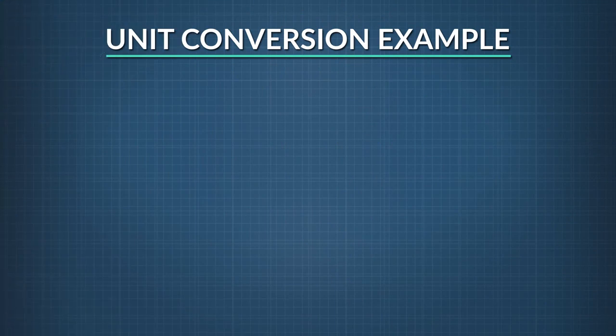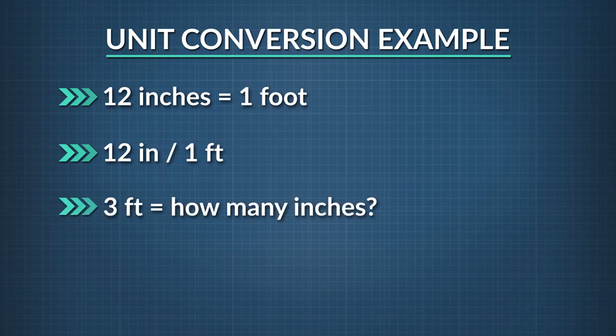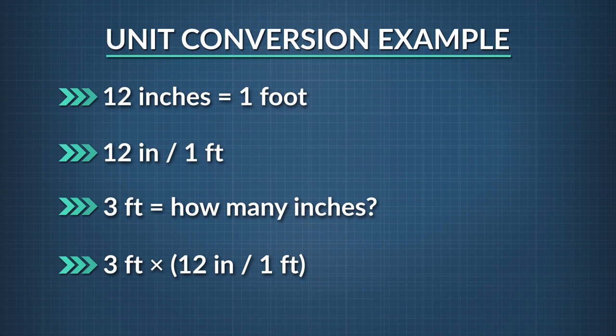Here's how that works. Let's look at converting from imperial to imperial first. We know that 12 inches equals 1 foot. We can represent this as 12 inches over 1 foot. This is our conversion factor, and we can use that to convert a number in feet to inches. How many inches are in 3 feet? We start by writing down 3 feet and multiplying it by our conversion factor, 12 inches over 1 foot. Our feet units cancel, leaving us with our answer, 36 inches.